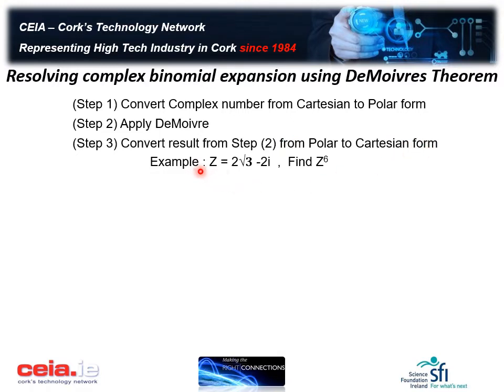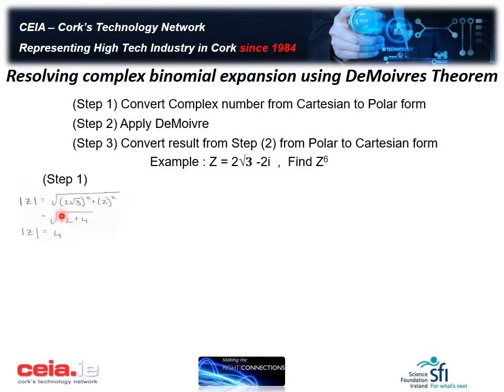So the example we're going to take is z is equal to 2 root 3 minus 2i, and we've been asked to find z to the power of 6. So step 1 of the process, we need to convert from Cartesian to polar form. We did this earlier, and this step has 3 steps within it.